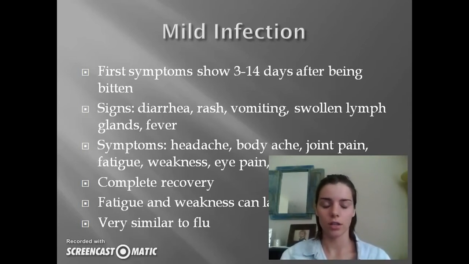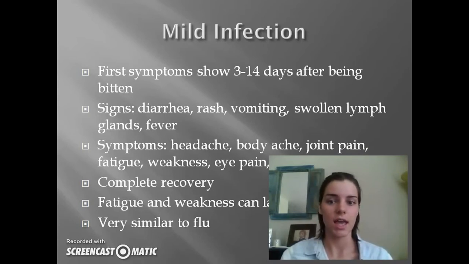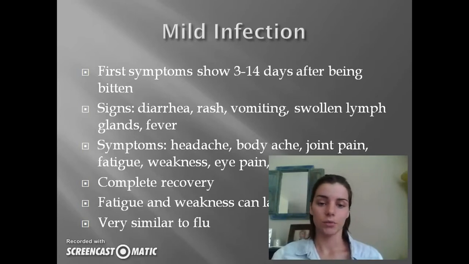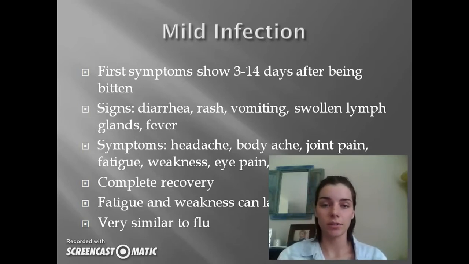So first of all, the first symptoms will show up about 3 to 14 days after being bitten. And some signs of the mild infection would be diarrhea, rash, vomiting, swollen lymph glands, and fever. And then some symptoms that they might have would include headaches, body aches, joint pain, fatigue, weakness, eye pain, back pain. These are very, very similar to just the flu. So a lot of people might not even realize that they have West Nile virus because it feels very similar to the flu.